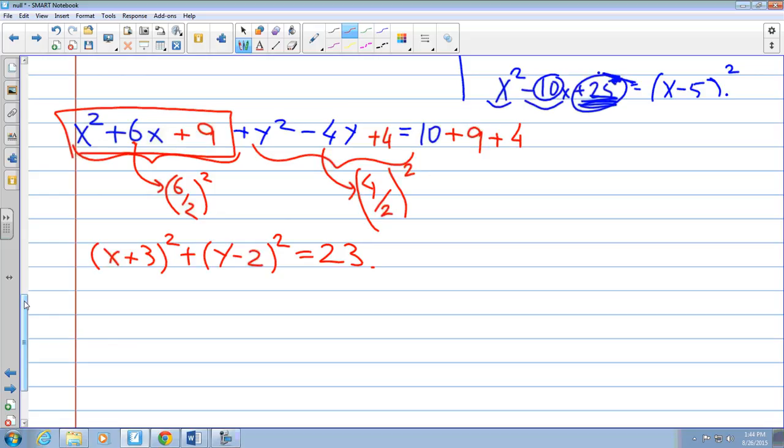Now, is that a circle? That is a circle, right? And you see a center, negative 3 and positive 2, and the radius is ugly. Right? So there we go. So the center is negative 3, positive 2. The radius is square root of 23.